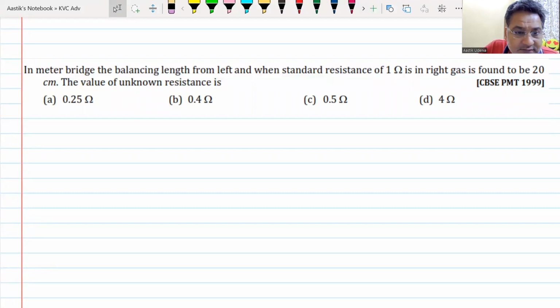Then this is the next question, a simple one. In a meter bridge, the balancing length from the left end, and the standard resistance of 1 ohm is in the right gap. It's not gas, it is gap.